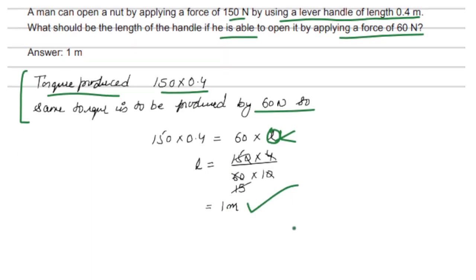So we need a longer lever if we want to reduce the force. 150 by 60, you're reducing the force, so we have to compensate by increasing the distance of the lever.